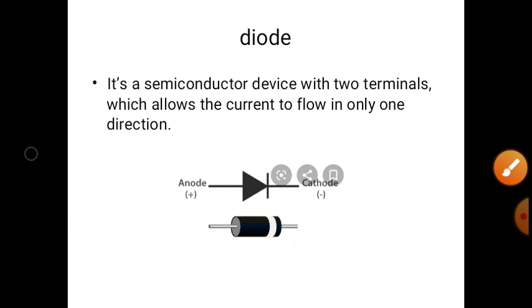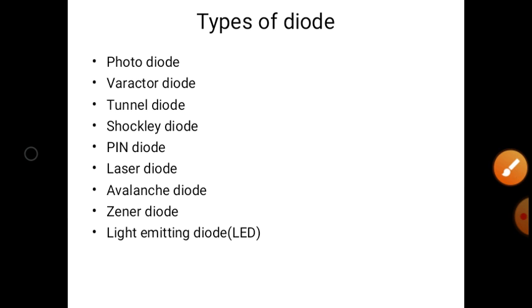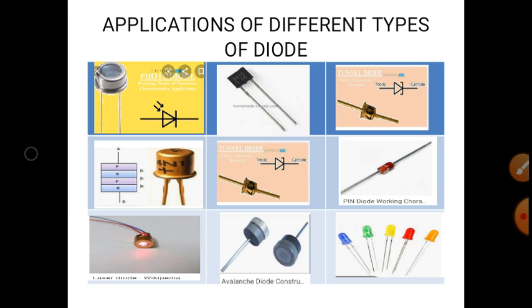So there are a number of types of diodes available. Those are photodiode, varactor diode, tunnel diode, Schottky diode, PIN diode, laser diode, avalanche diode, Zener diode, and light emitting diode or LED. So what are the practical applications of these types of diodes? We'll see it. There is one image shown here. These are the practical images of the diodes. A number of diodes are shown here.